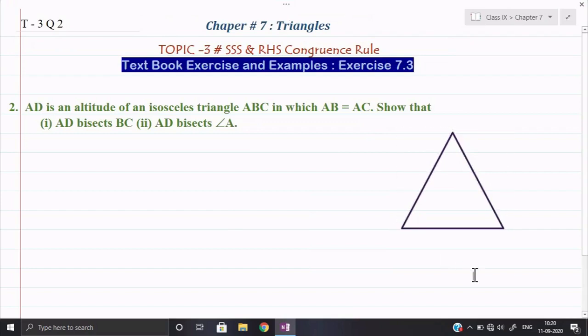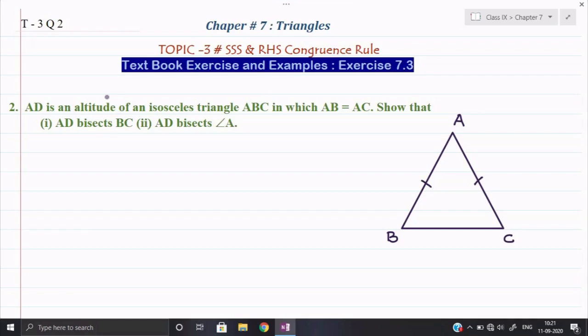This triangle is given as triangle ABC. So we can mark the vertices. This is vertex A, this is vertex B, and this is my vertex C. In this triangle AB and AC are given equal. AD is an altitude. Remember here they are saying altitude. Altitude means perpendicular. There is another name of perpendicular, we say it is altitude. So don't be confused with the word altitude. Altitude is nothing, it is simple. They are saying AD is a perpendicular of an isosceles triangle.